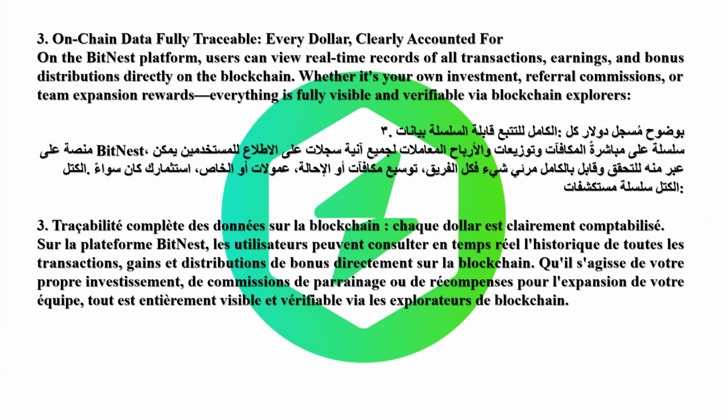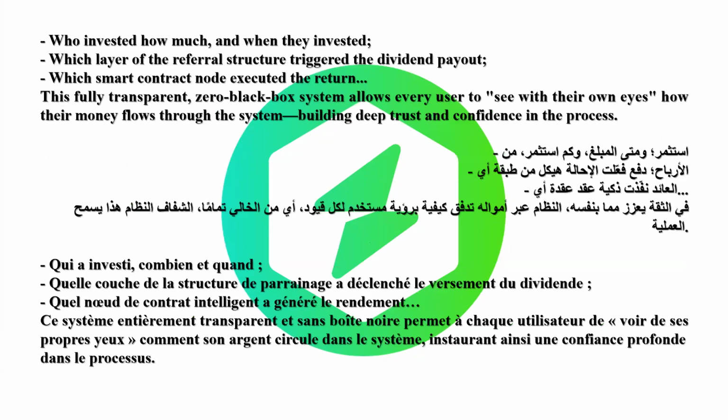Okay, then on-chain data fully traceable. So every dollar is clearly accounted for. So on the BitNest platform, users can review the real-time record for all transactions, earnings and bonuses distributed directly on the blockchain. Whether it's your own investments, referral commissions, or team expansion rewards, everything is fully visible and verifiable via the blockchain explorer, right? So who invests how much and where they invest, you can see, and which layer of the referral structure triggers the dividend payout, which smart contract node executed the returns. So all this is fully transparent, without any black box system, allowing every user to see with their own eyes how their money flows through the system, right? So all this transparency builds deep trust and confidence in the process.